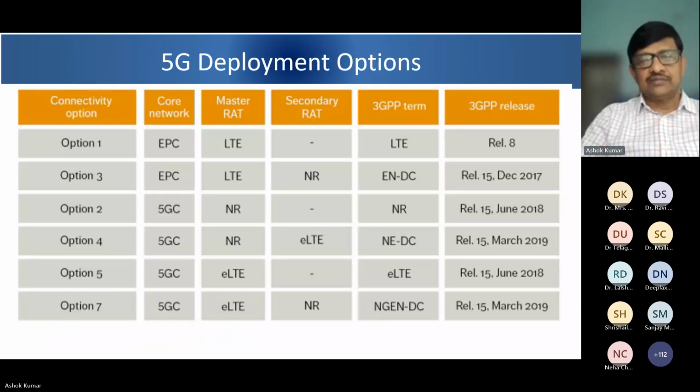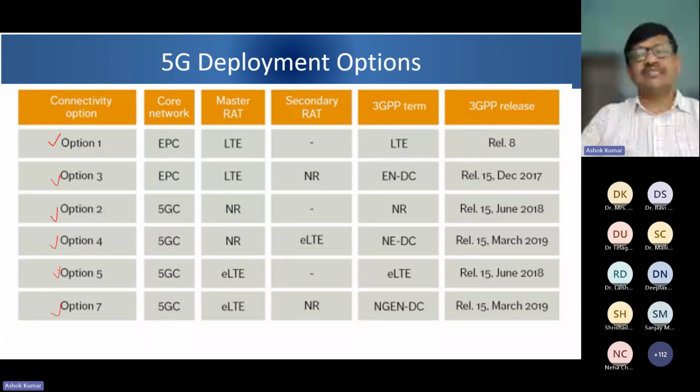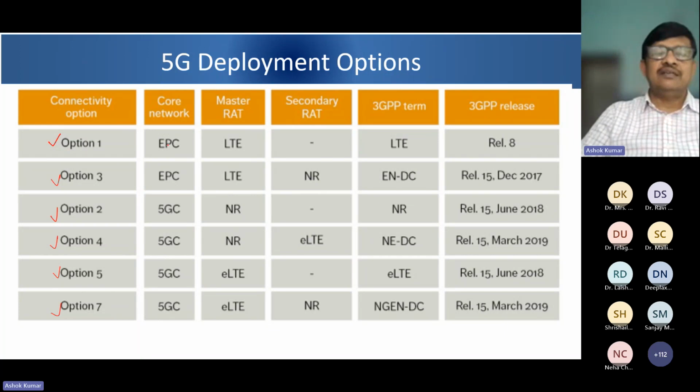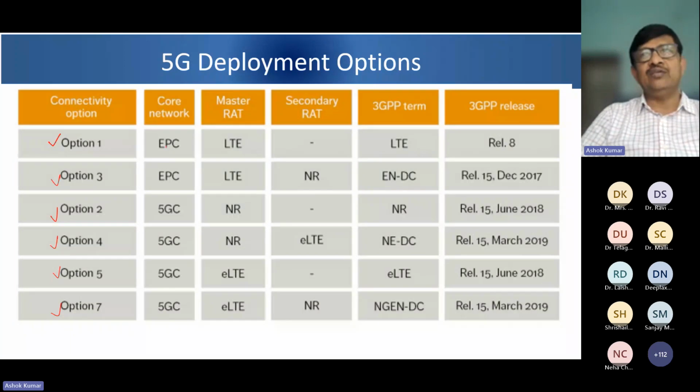So we have discussed one option of deployment. There are 6 options of deployment. Just see option 1, 2, 3, 4, 5, and option 7. There is no option 6 available. As we saw in the NSA mode of deployment, one of the radios is a master and the second radio is a slave. So in each of these deployment options, one of the radios will be master and one will be slave.